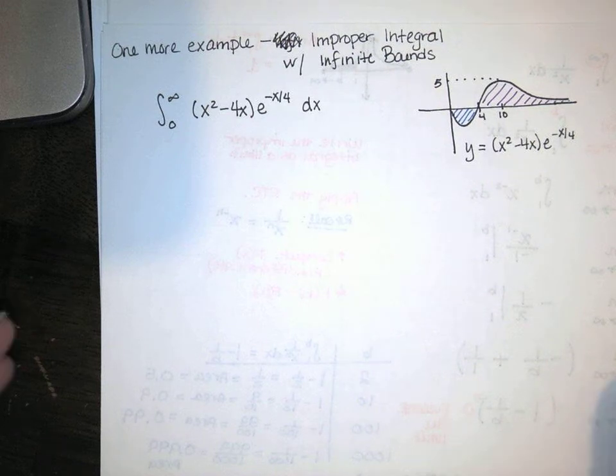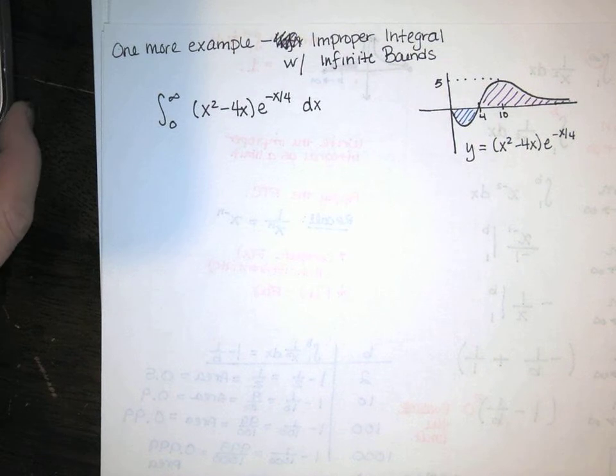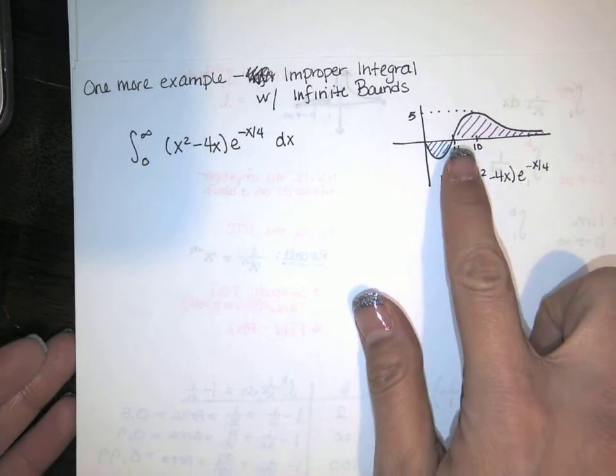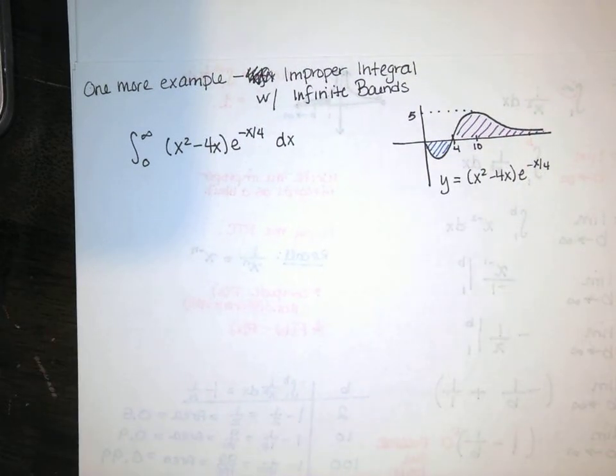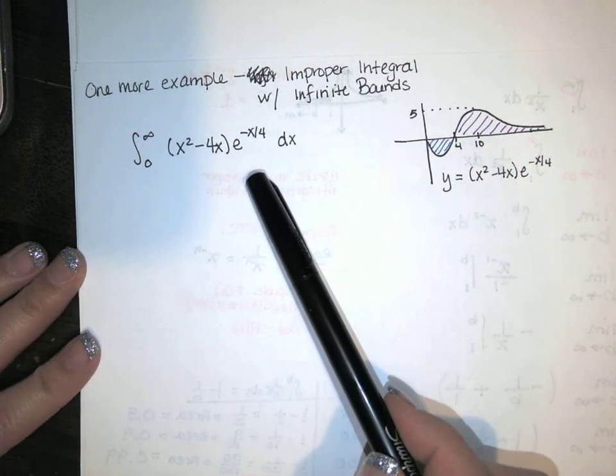Okay guys, this is our last example of improper integrals with infinite bounds. I think this one's kind of cool because this is what our region looks like. Isn't that beautiful? I've got the integral from 0 to infinity of this function.